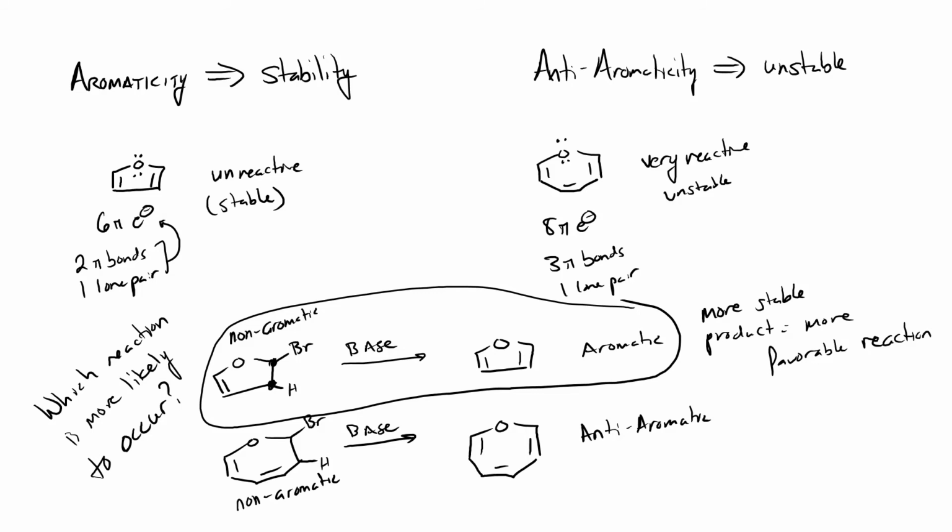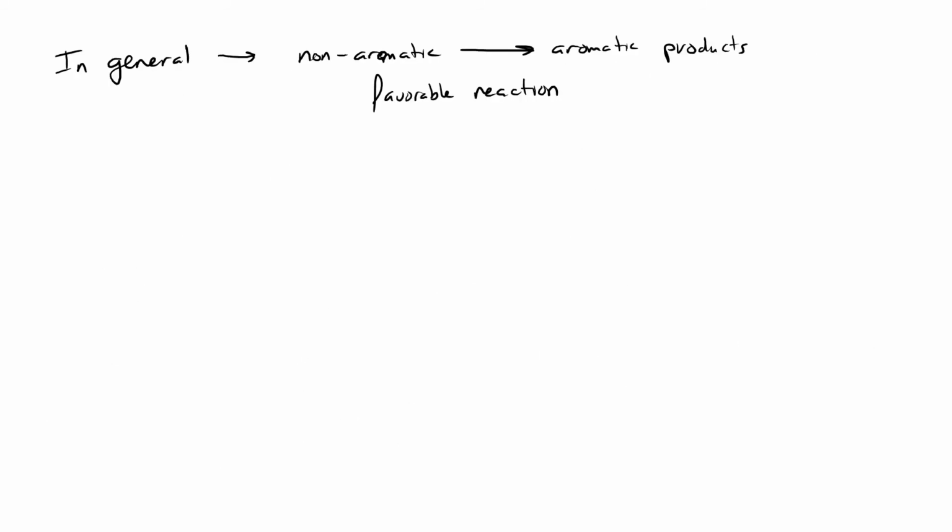So then we look at the products. The product is aromatic or the product is anti-aromatic. In general, non-aromatic reactants going to aromatic products make for a favorable reaction. We can also look at this the other way, right? If we look at instead, we're going to use the same starting materials, or the same compounds rather.